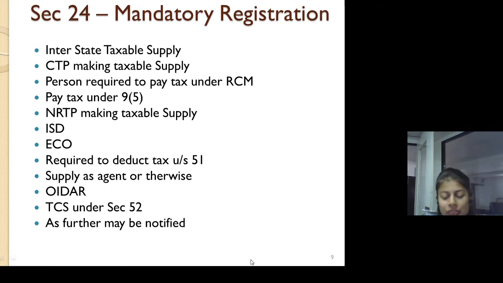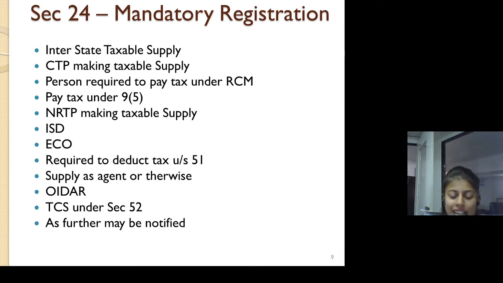If you are taking registration as an input service distributor, you are definitely supposed to take a registration. That comes by law. Next is e-commerce operator. If you are an e-commerce operator, then you are mandatorily required to take a registration. Next are those categories of people who are required to deduct tax under section 51 of the GST Act. So those people who are required to deduct tax, even if they are making taxable, not taxable, required under any other section or not, need registration.